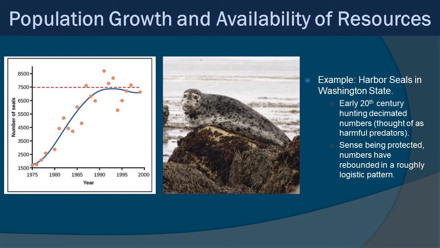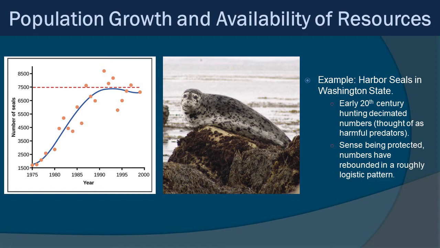So let's give a real-world example here. We're going to look at harbor seals in Washington State. Now, in the early 20th century, hunting decimated their numbers. They were essentially thought of as a harmful predator for the fish that the fishermen like to catch, things like that. And so they were essentially protected.